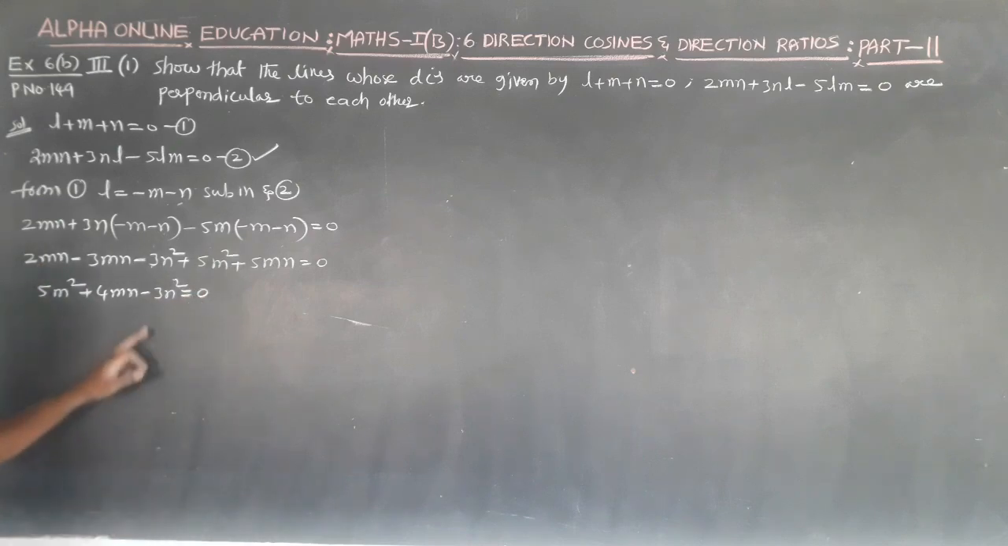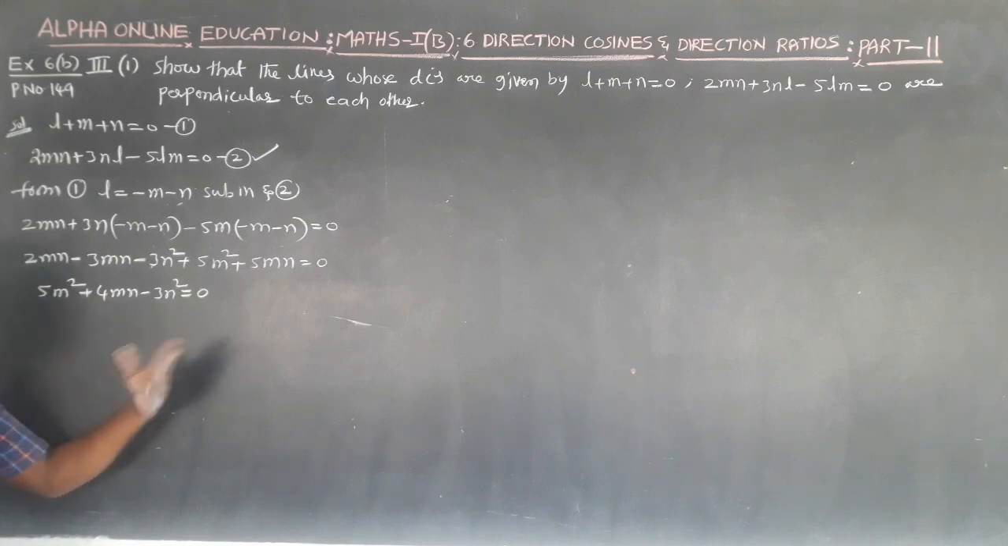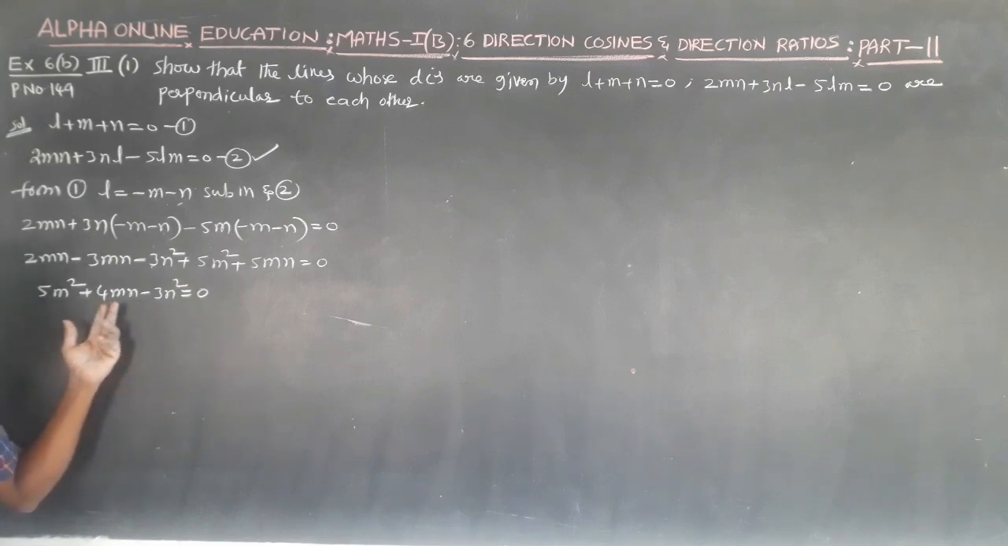Find the factors. 3 times 5 is 15. 15 factors: 5 times 3 is 15, 15 times 1 is 15. 5 plus 3 is 8, 15 plus 1 is 16, 15 minus 1 is 14. So here we cannot find the factors.